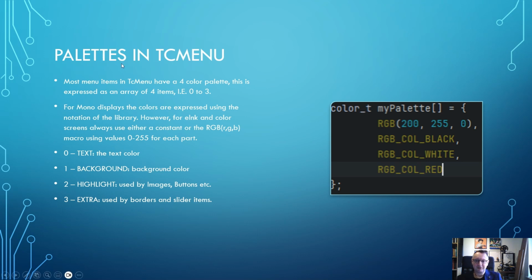But before we can move on to ThemeBuilder, we've got to understand how TcMenu uses palettes. So most menu items have a 4-color palette assigned to them. And the way that those palettes work is that the first entry in the palette is the text color, the second entry is the background color, the third entry is the highlight color, so that's used by images and buttons, and then lastly there's an extra color, and that's used by borders, and sometimes it's used by slider items as well.